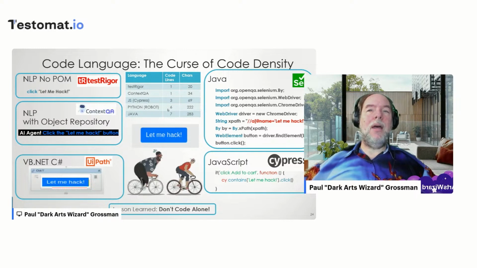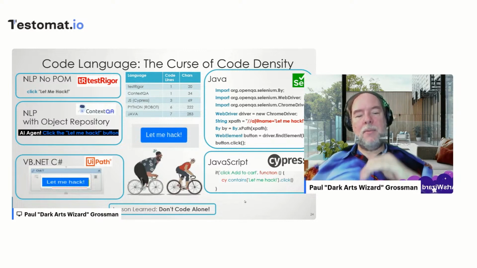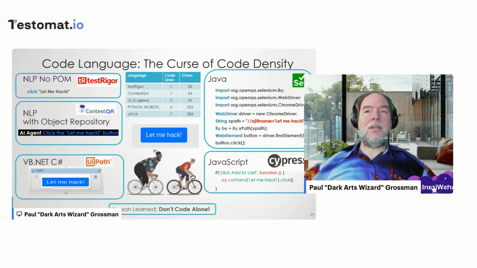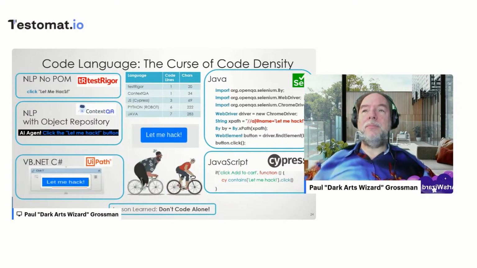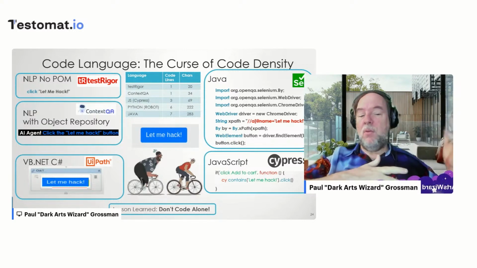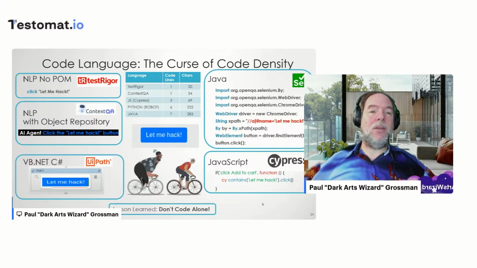In Python, it would have been 6 lines of code, 222 characters. If I'm looking at Cypress, it's 3 lines of code, 69 characters. That's getting better. Less time writing code, more time executing it, and more time for analysis and context QA. Using an AI agent, "click the Let Me Hack button," it will go and find it. That's 34 characters. And if I did it in TestRigger, "click Let Me Hack," it will go and find it automatically. And so it's just 1 line. The less code you have to write, the more time you have to run and analyze. So I'm starting to see that whole thing.